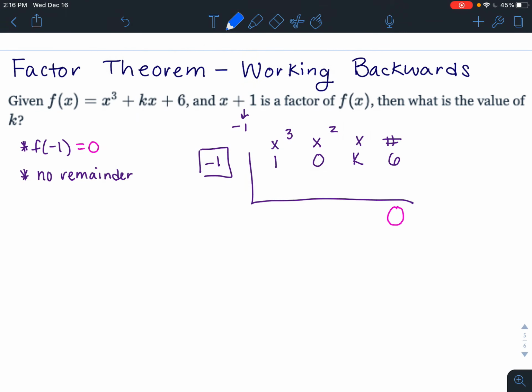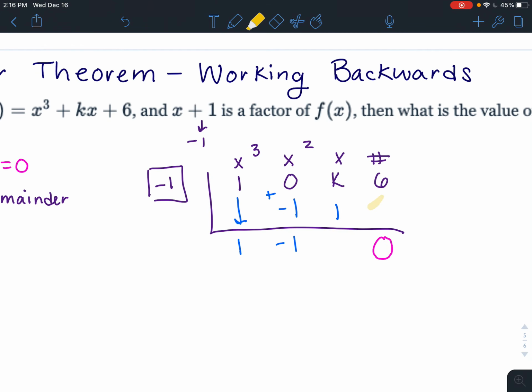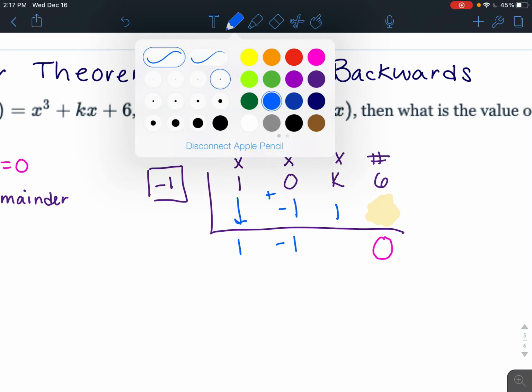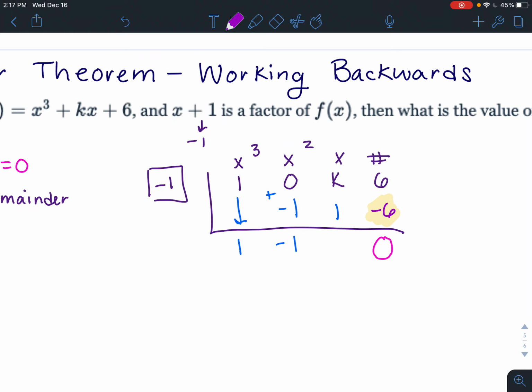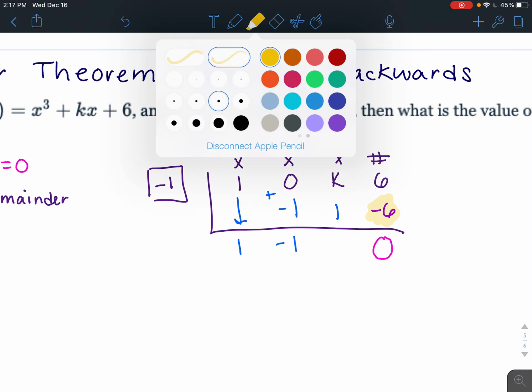So I'm going to start by working forwards. I'm going to drop my 1 down, multiply by -1, add down, multiply by -1. Okay, then I'm kind of stuck because I don't know what k is. That's kind of the point. So I'm going to work backwards by saying, okay, 6 plus something has to equal 0. Well, 6 plus its opposite is equal to 0, so I'm going to fill this in with a -6.